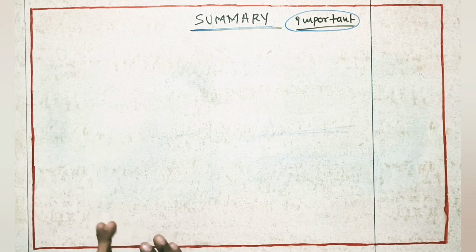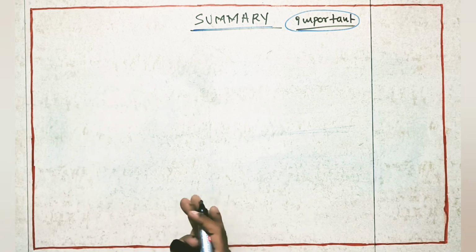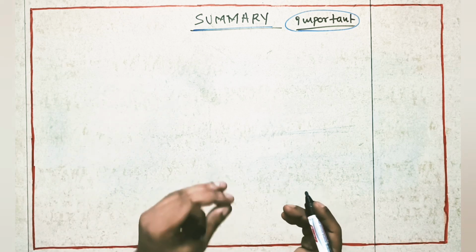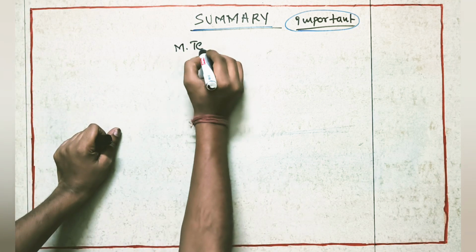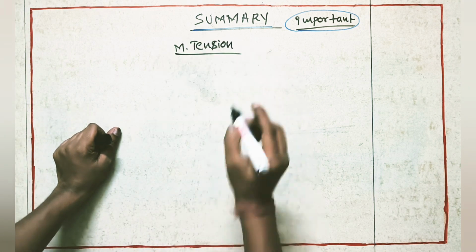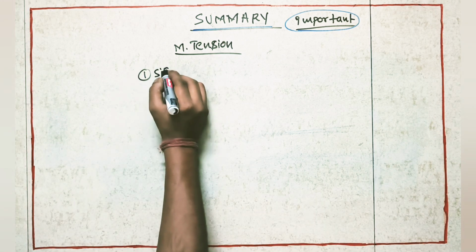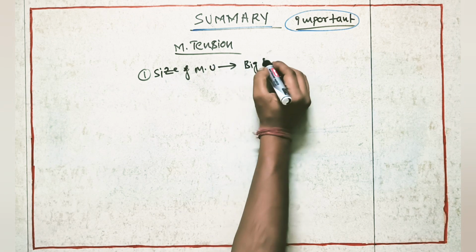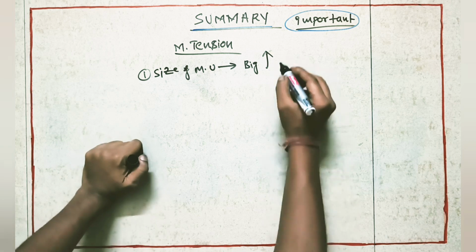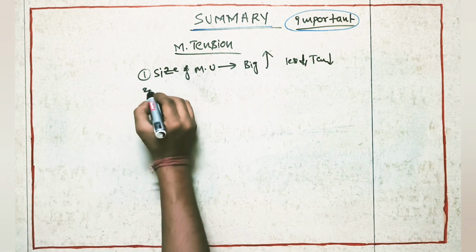Okay. Now finally, what is this whole muscle structure and function chapter going to say? It's going to say about muscle contraction, nothing but muscle tension. So how many factors will affect the muscle tension? That's the important point. First point, size of the motor unit. If the size is big, then tension will be more. If the size is less, then tension will be less.